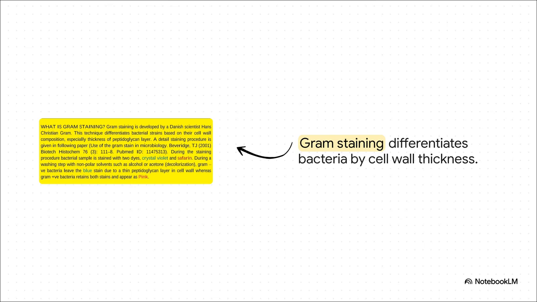Back in the day, a Danish scientist named Hans Christian Gram developed a technique we now call Gram staining. It uses 2 dyes, crystal violet and safranin, to identify bacteria based entirely on the thickness of one specific structural layer in their wall called the peptidoglycan layer.